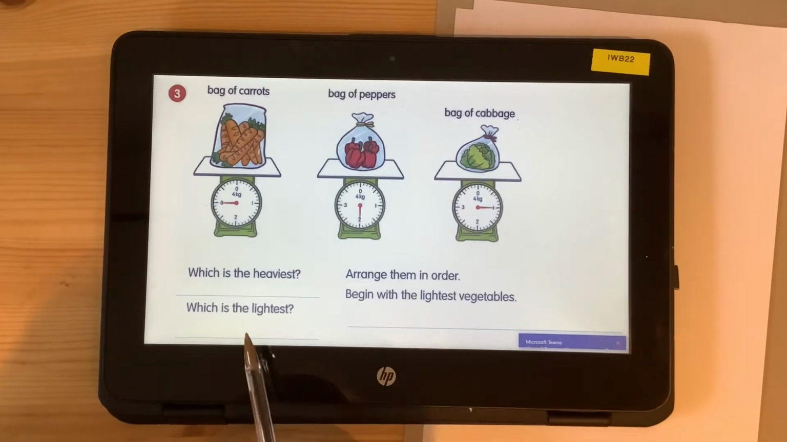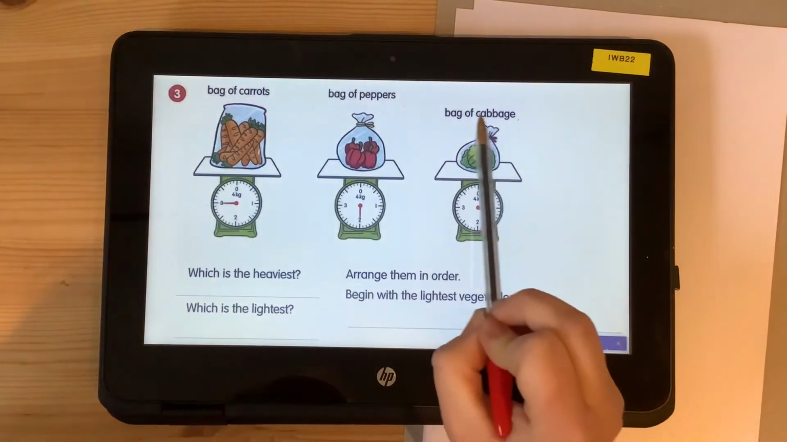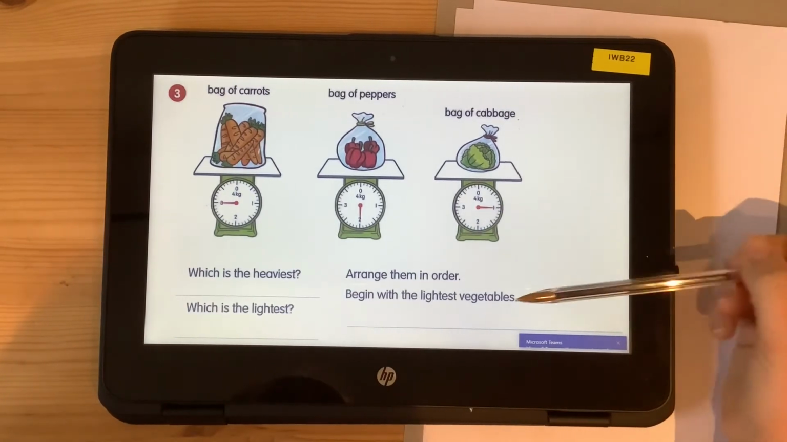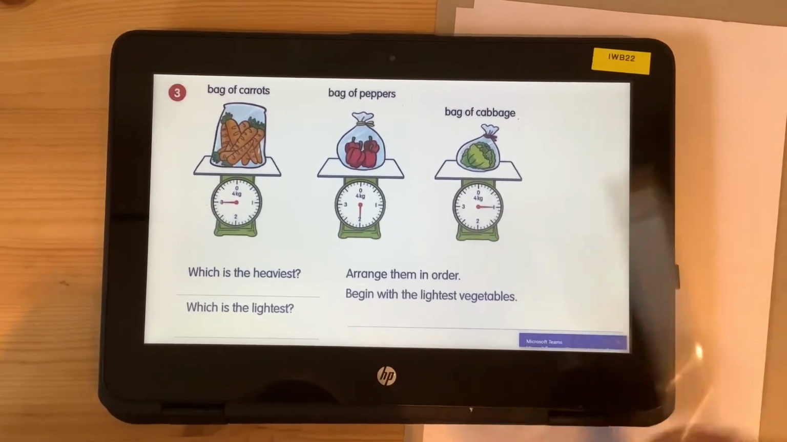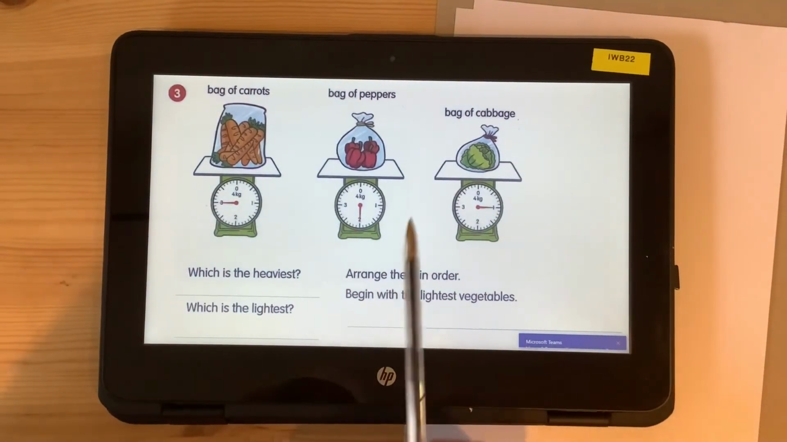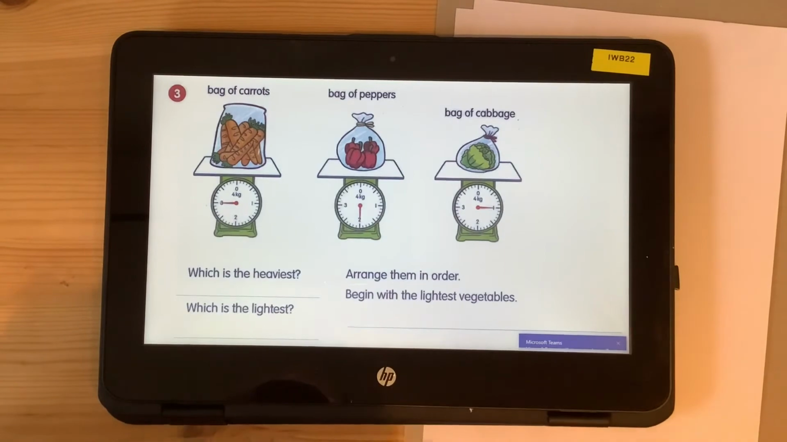Which item has the lightest mass? Which is the lightest? That is the bag of cabbage, because it has 1 kilogram. Arrange them in order, beginning with the lightest. Well, I know that the cabbage is the lightest, then it is the peppers at 2 kilograms, and then it is the carrots at 3 kilograms.